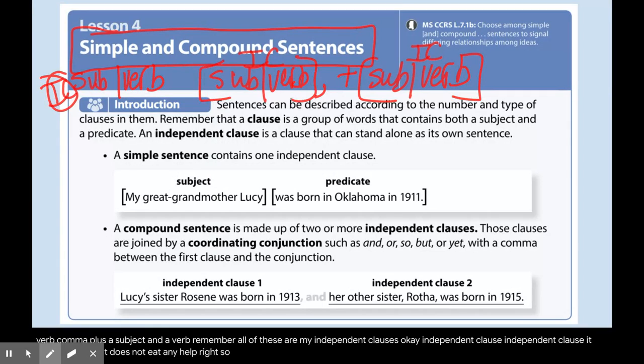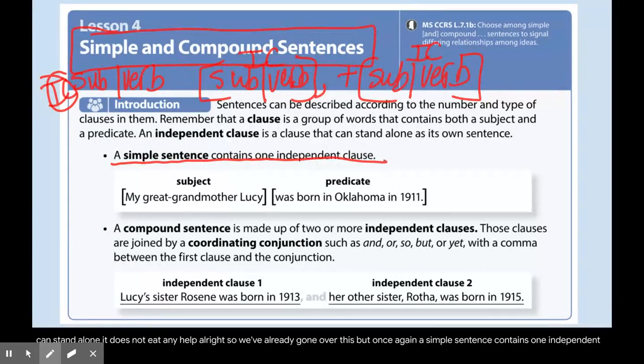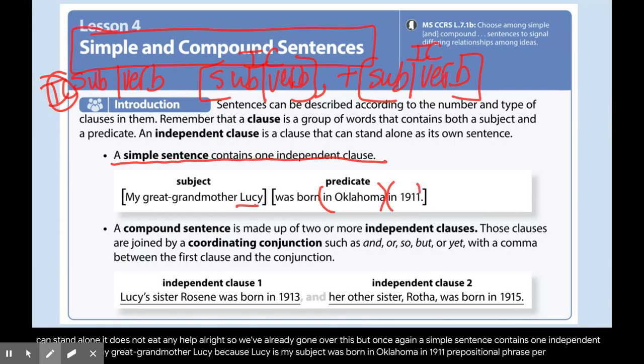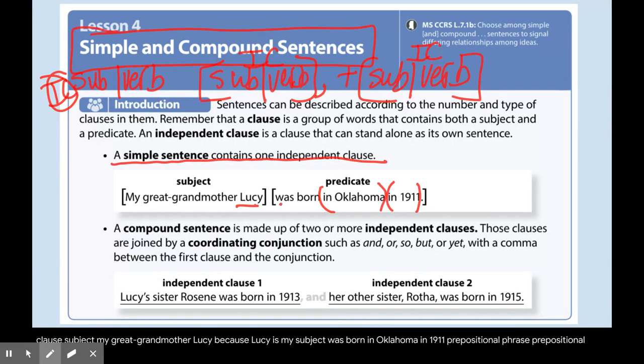So we've already gone all over this, but once again, a simple sentence contains one independent clause. Subject, my great-grandmother Lucy, because Lucy is my subject, was born in Oklahoma in 1911. Prepositional phrase, and was born is my verb. And it makes sense. It's all by itself, okay?